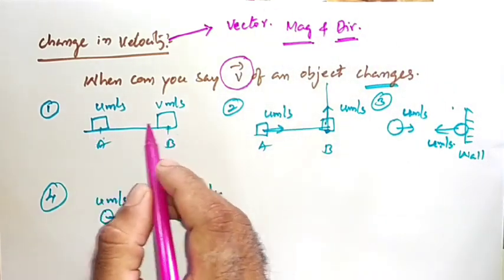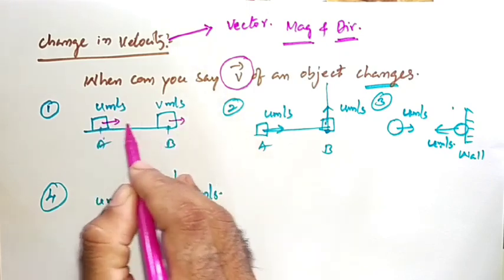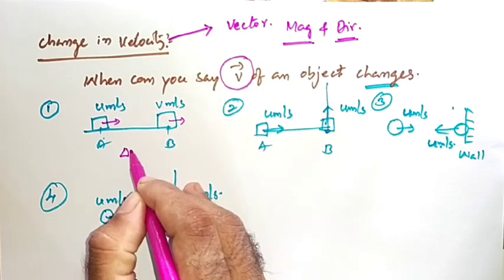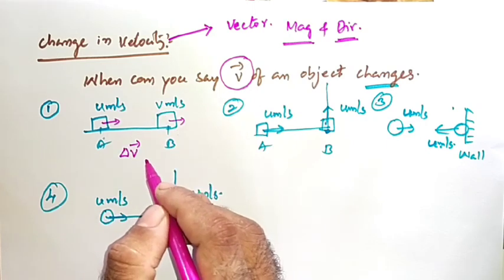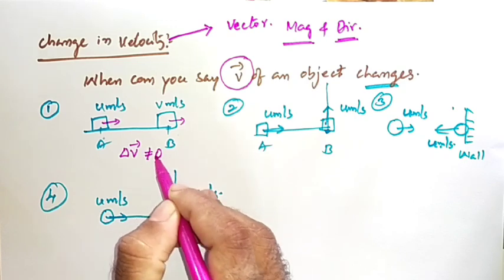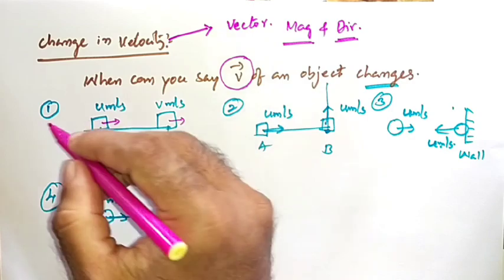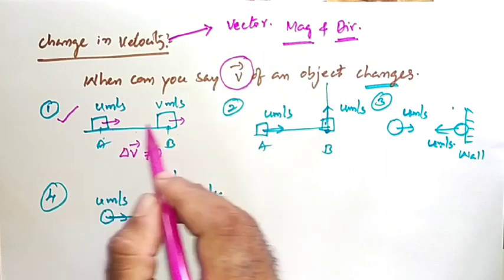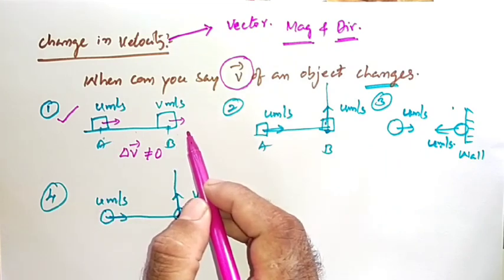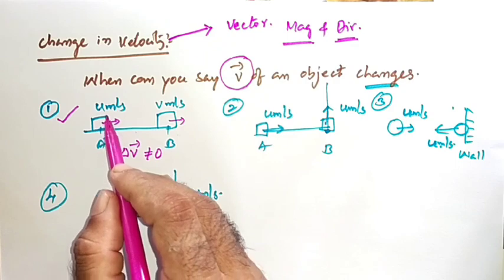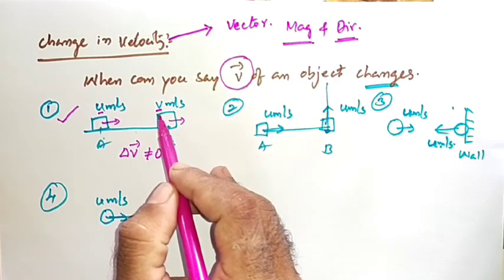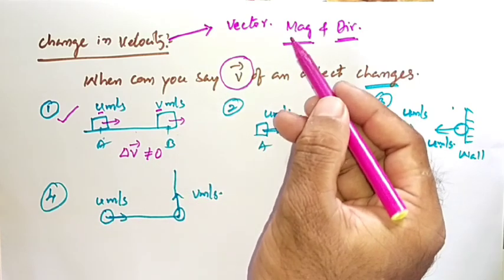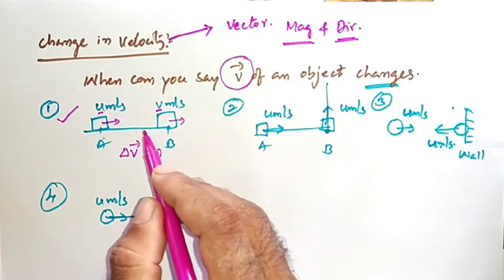Now see in the first case, the direction is constant. It is moving towards east. But the magnitude is changing, u to v. So there is a change in velocity. Yes or no? Yes, the change in velocity is not 0. Here the magnitude is changing but the direction is not changing. Are you understanding or not? Even though only the magnitude is changing, velocity changes.